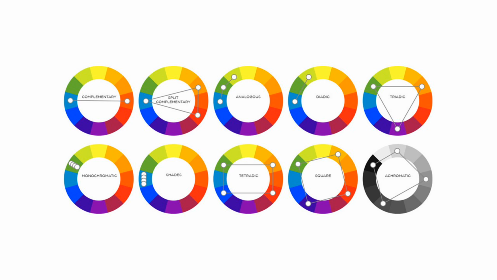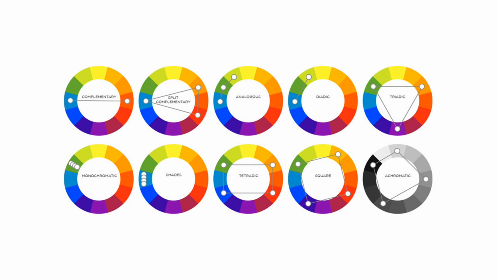Split complementary is almost the same as complementary colors, but uses the Y formula instead: a base color and the two colors adjacent to its complementary. Then, as important as complementary or split complementary is the analogous color scheme. Analogous colors are colors that are next to each other. They tend to match well and to create a comfortable color palette.